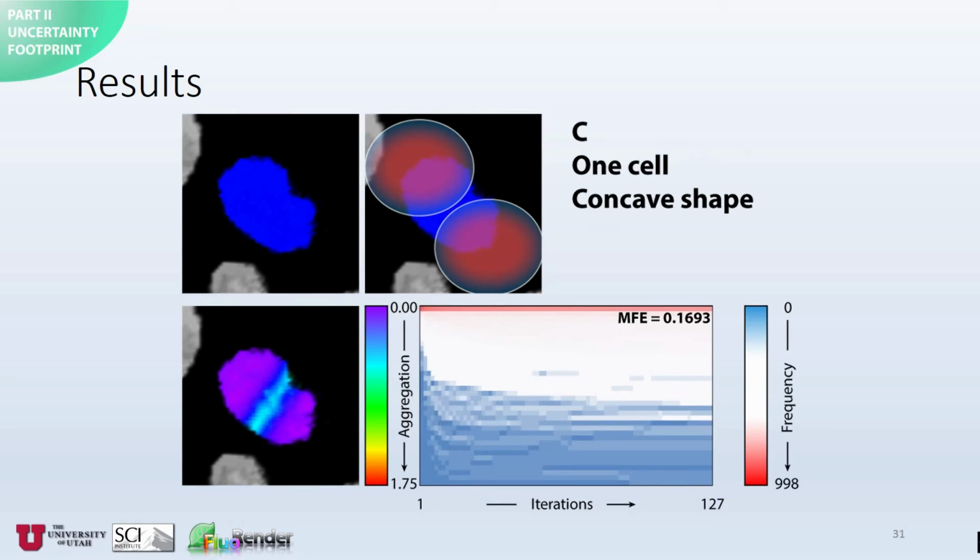The third example, example C, shows using EM to segment one cell. The cell has a concave shape. We can see that the iterative process is relatively confident. However, the non-uniformity of the process is shown as noisy patterns in the 2D histogram. If we were only looking at the histogram, we would say this is a highly ambiguous case.